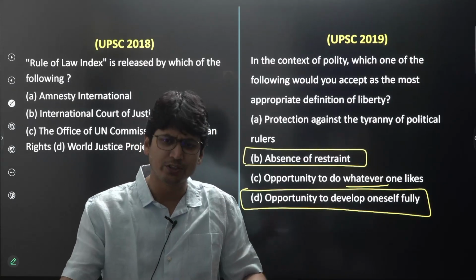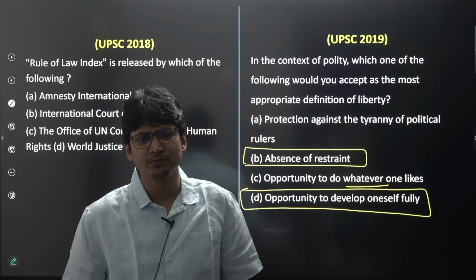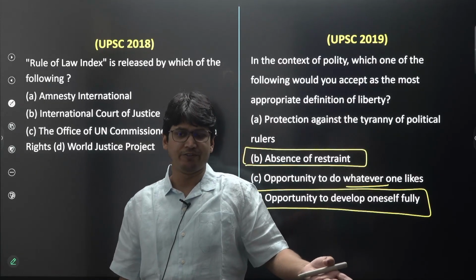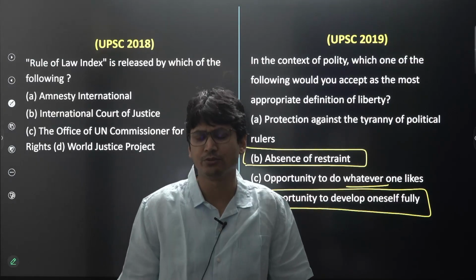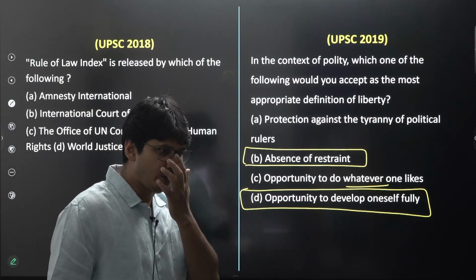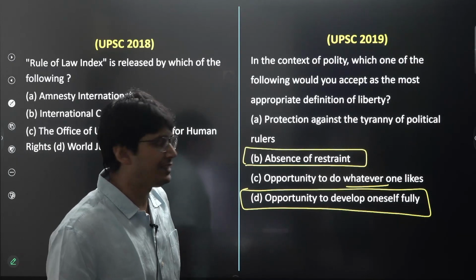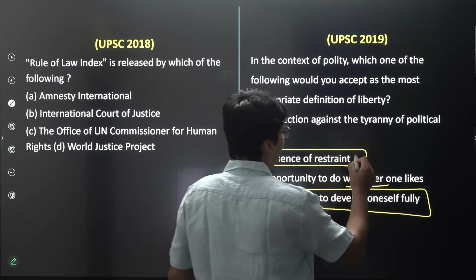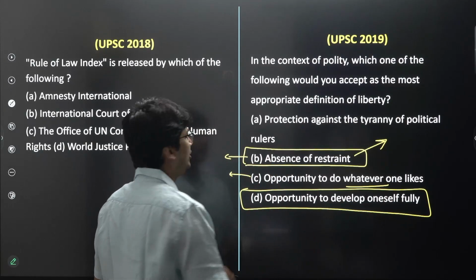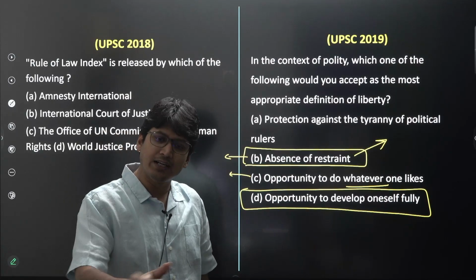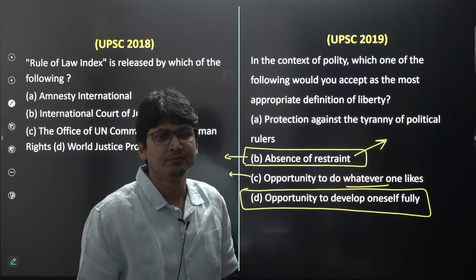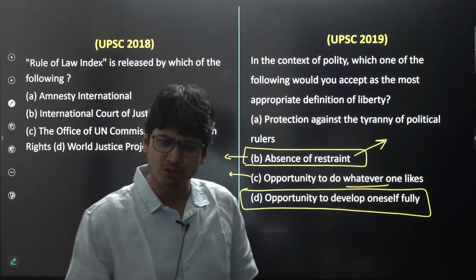You are at liberty, let's say, to pursue your civil services dreams. You are at liberty to not pursue them. You want to go back to your respective profession, your job, fine, you are at liberty to do so. An absence of restraint. Now this also is slightly uncouched words. If there is absence of restraint, no restraint, then you are free to do whatever you feel like. There is not much difference between B and C, it's just written in a different manner. Absence of restraint is no restraint whatsoever. An opportunity to do whatever one likes is almost similar.